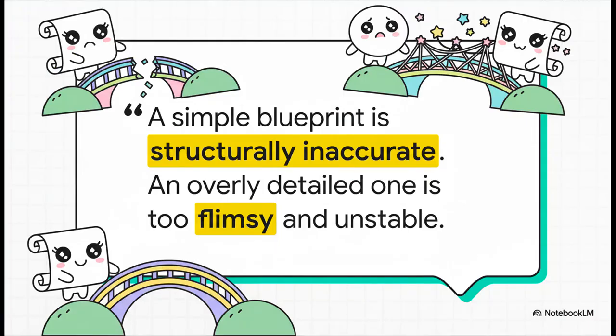Here's one last analogy to really lock this in. Think of building a bridge. A super simple blueprint is going to be structurally inaccurate. That's your high bias. But a ridiculously detailed one that includes every single pebble on the ground, it's going to be flimsy and unstable. That's your high variance. A good model, just like a good blueprint, builds something strong, reliable, and just right for the job.